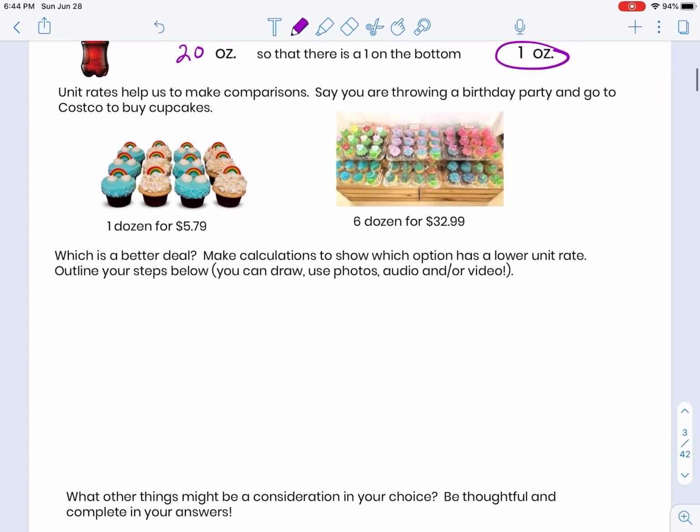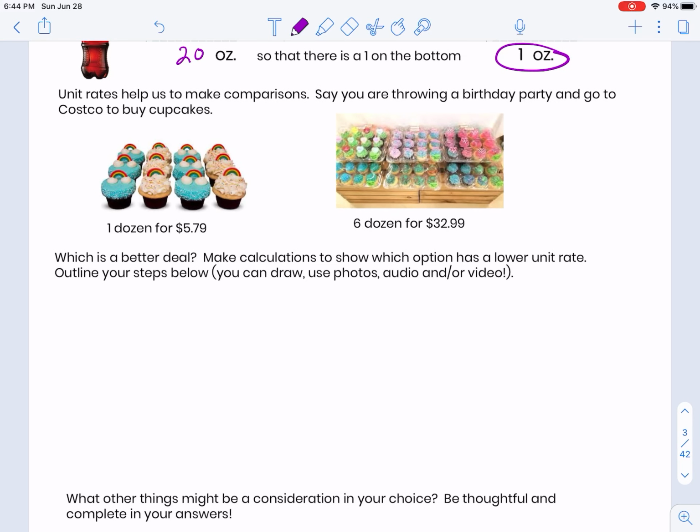Say you're throwing a birthday party and go to Costco to buy cupcakes, okay? So 1 dozen cupcakes is $5.79, but 6 dozen cupcakes are $32.99. All right, so which is a better deal? Which is going to be a better deal?